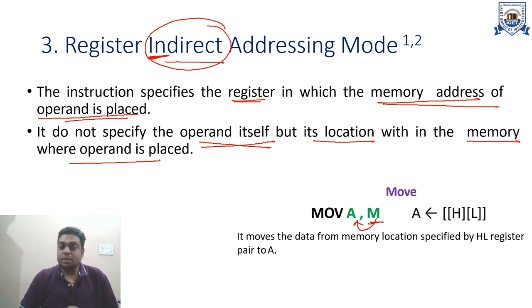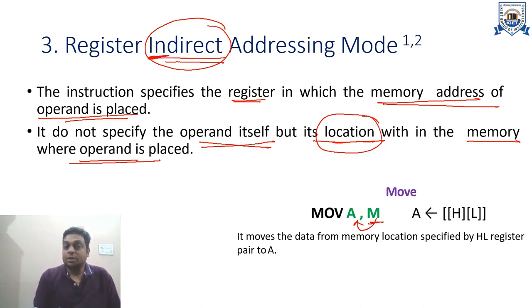So, as it is clear, we will get the location only. First, we will get the location and then from that location, we will get the operand. That's why it is known as indirect addressing mode. Register indirect addressing mode.